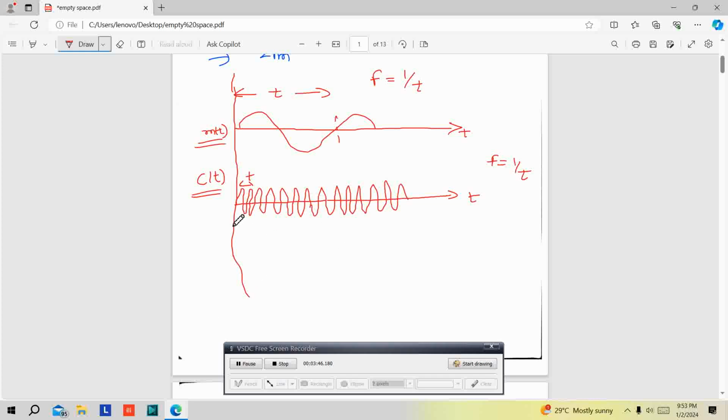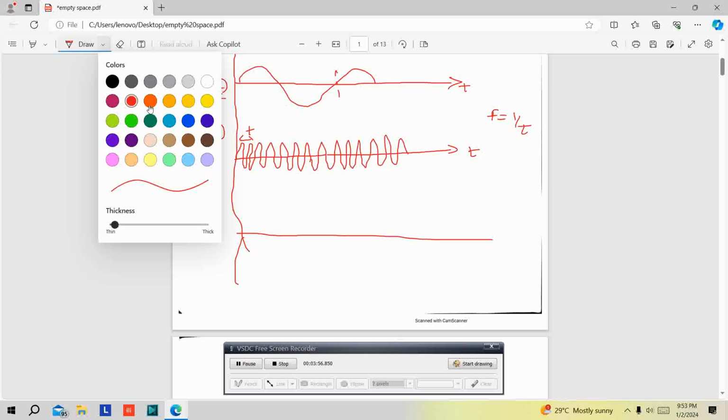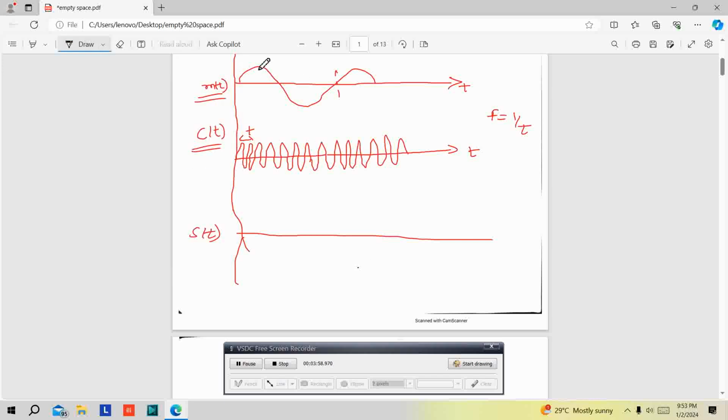Then come to the point here. I am going to write the modulated signal, which is represented as s(t). Fine, now it is very simple. This is an AM wave. What is amplitude modulation? The amplitude of the carrier is varied in accordance with the instantaneous value of the message signal. How does it vary? Look here.